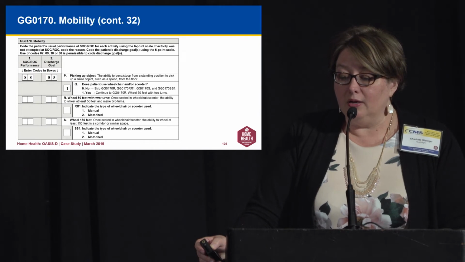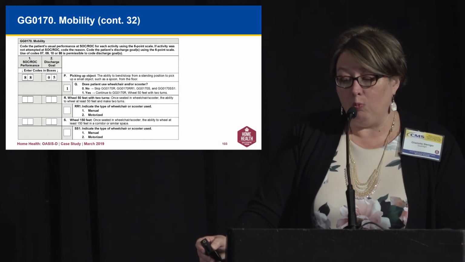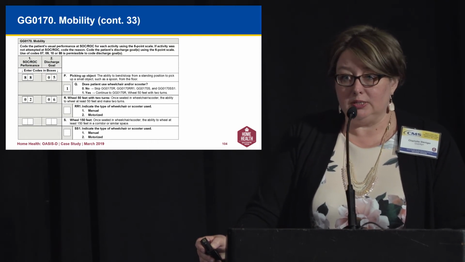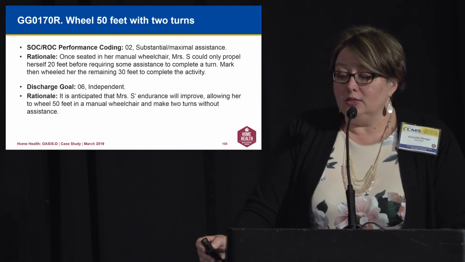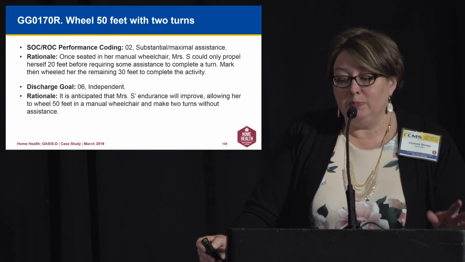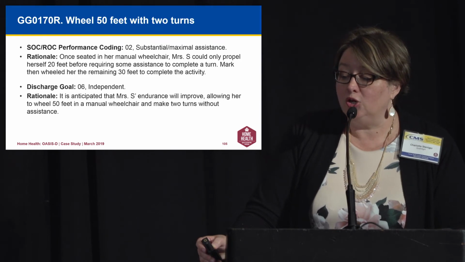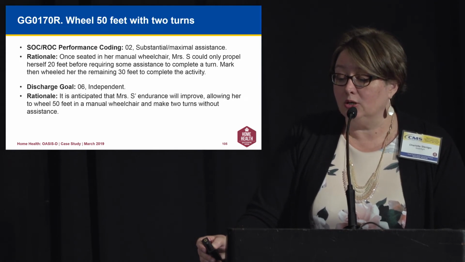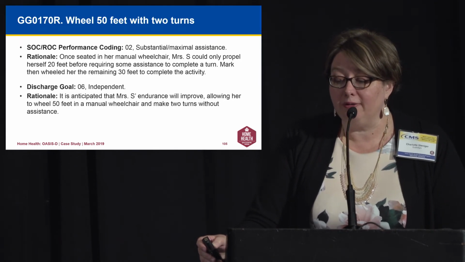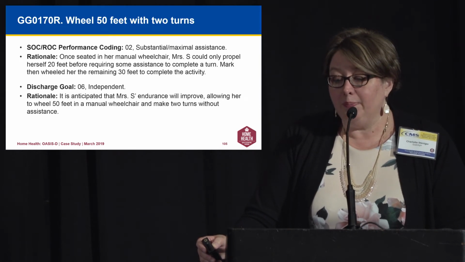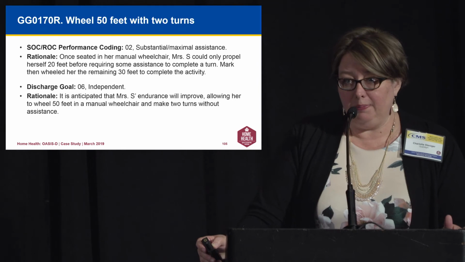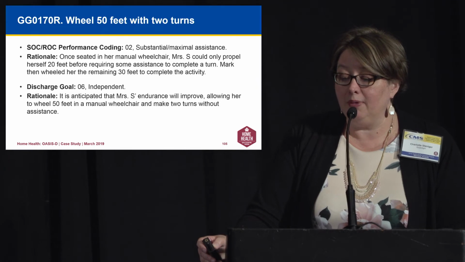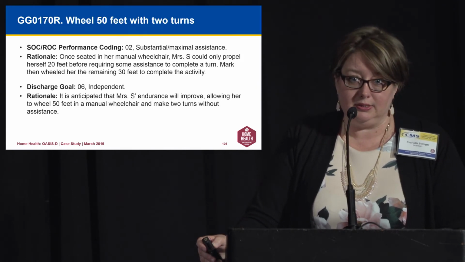And then the GG0170R, wheel 50 feet with 2 turns. We coded as 02 and 06. And the 02, the substantial maximal assistance, is because once seated in her manual wheelchair, she could only propel herself 20 feet before requiring some assistance to complete a turn. And Mark then wheeled her the remaining 30 feet to complete the activity. But we are anticipating at discharge that she's going to be independent with this, that her endurance will improve, allowing her to wheel 50 feet in a manual wheelchair and make 2 turns without assistance.